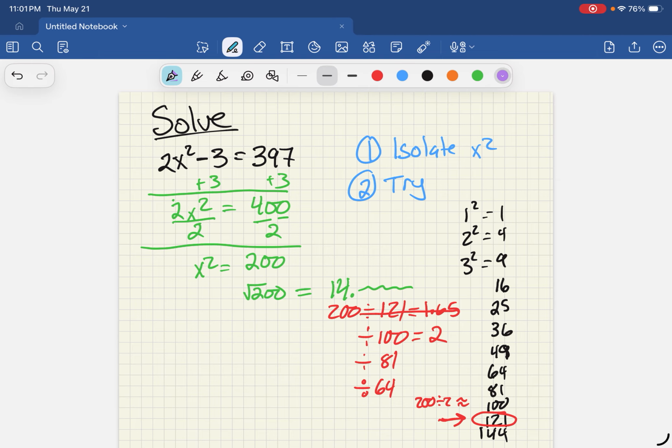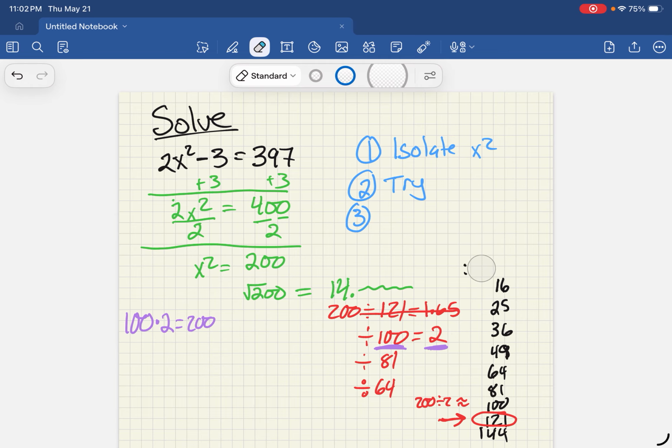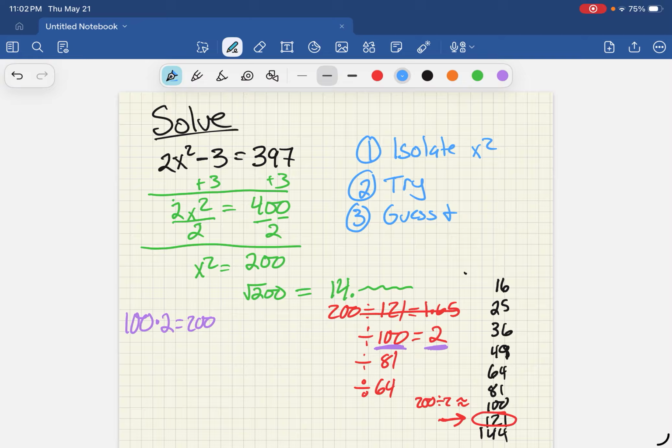Okay, so another way to say this is that 100 times 2 gives me 200. I want the perfect square and I want the number that goes with it. Here is what my work looks like. And here what I'm going to say is we're into the next step of guess and check division. So I know the square root of 200 is the square root of 100 times the square root of 2.